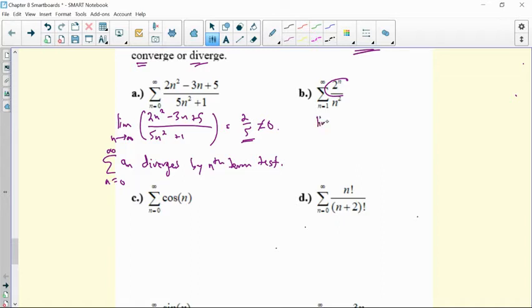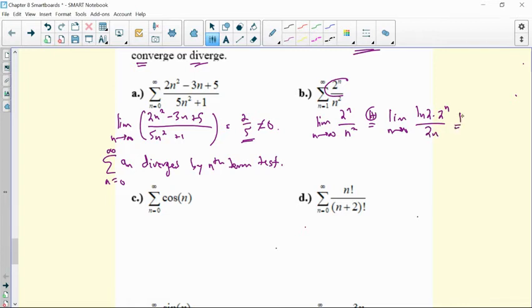I'm going to analyze the limit as n goes to infinity of what's inside, 2 to the n over n squared. Now, we might want to use L'Hopital's rule to justify this, if you're not too sure. So that equals, by L'Hopital's rule, the derivative at the top would be the natural log of 2 times 2 to the n. The derivative at the bottom is 2n. And that's still infinity over infinity.